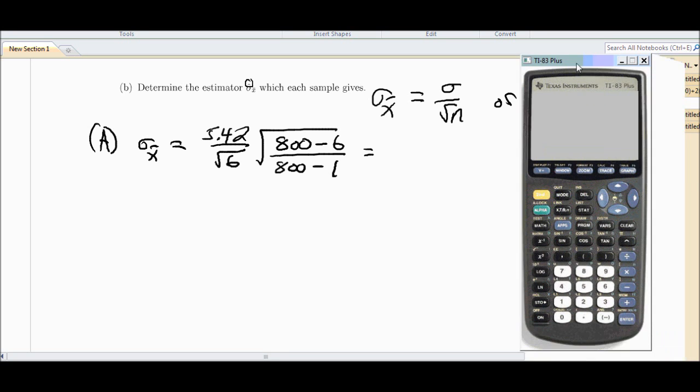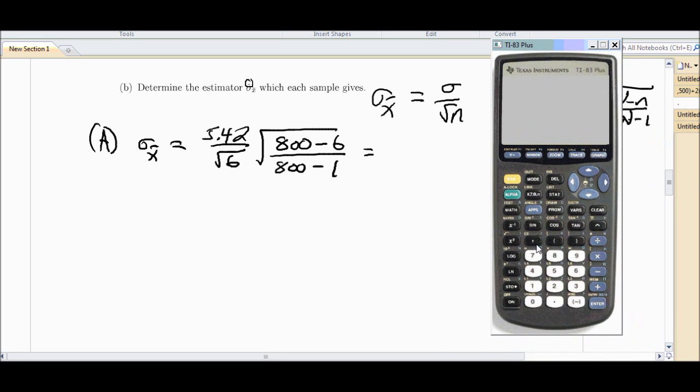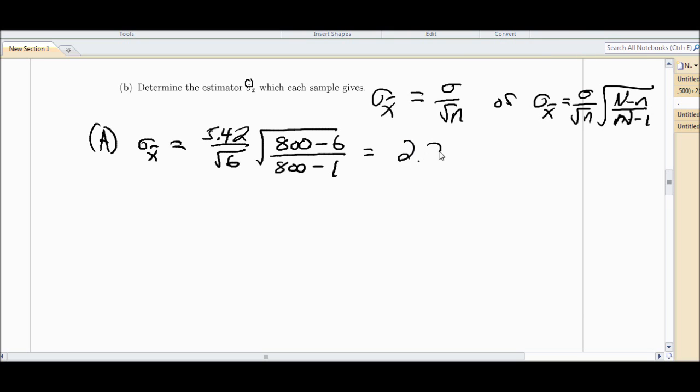Let's do that real fast. Alright, so I get 2.214. 2.214. And there you go. So you repeat the process for set B and C, and it should be the same. Alright, moving on to your second question.